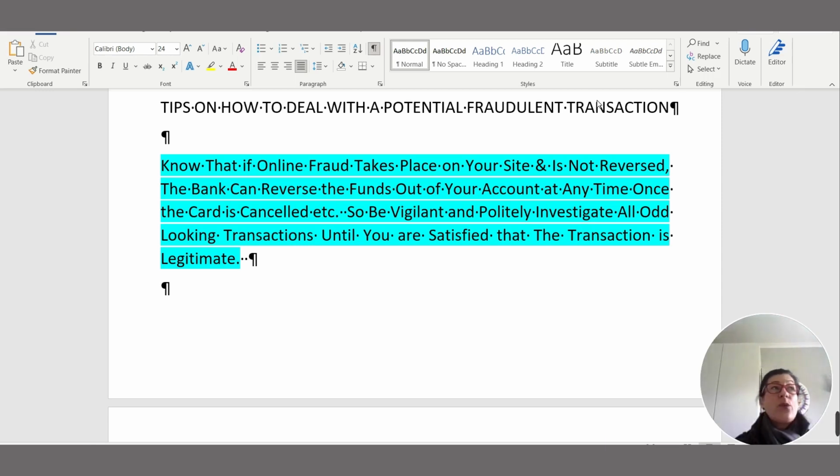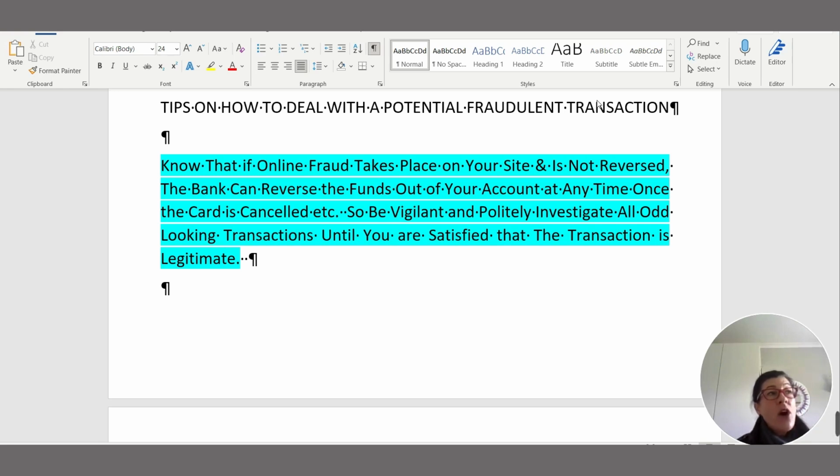Last week we were chatting about how to recognize the potential for online fraud taking place on your e-commerce platform. And we were going through all the indicators or the indications of potentially something happening fraudulent within your online shop. Today we're going to be chatting about tips on how to deal with a potential fraudulent transaction.